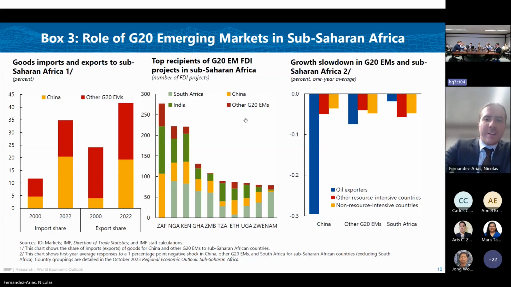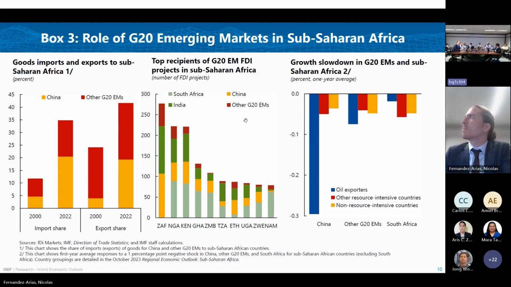Another thing to highlight is that South Africa has a much smaller impact on oil exporters, but has a somewhat higher impact on other resource-intensive economies in red. And then not shown here, if we consider specifically the impact of a negative 1 percentage point shock in South Africa on economies in the Southern African Customs Union, it's similar to the impact of China on sub-Saharan African countries in general. So this again speaks to the regional importance of G20 emerging markets other than China.